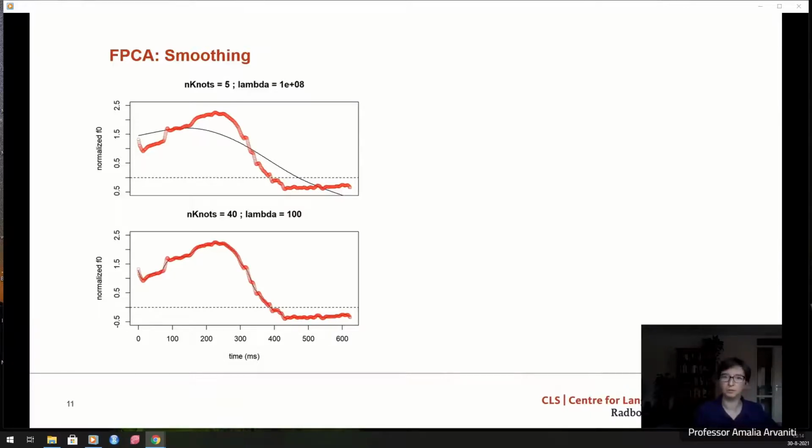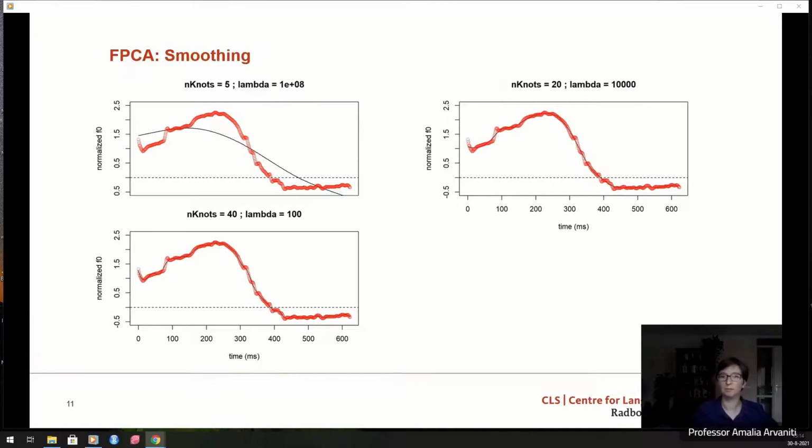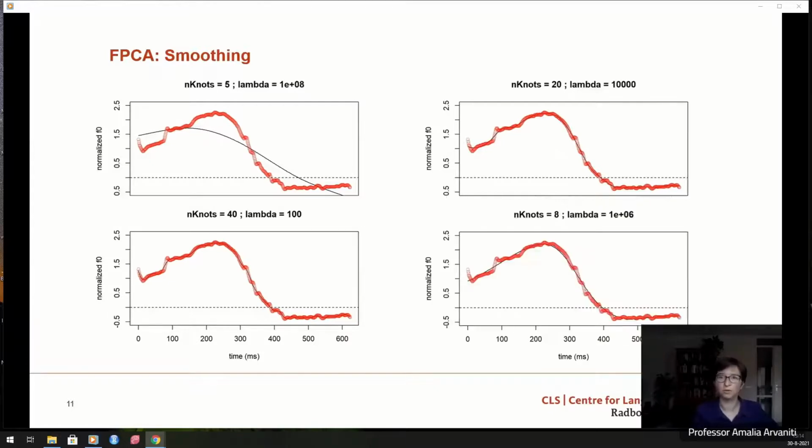Now we can have somewhere in between as well. We have 20 knots with lambda 10 to the power of 4. And what we chose for our research question was 8 knots, lambda 10 to the power of 6. What is important to point out here is that at the beginning of all of these plots, we see a dip in the red curve, and that is microprosody. And it's something that we're not interested in. So this is what helped guide us on our decision to go with the 8 knots and lambda 10 to the power of 6, because in this plot in the bottom right, we don't capture that microprosody, but still capture the overall shape of the curve.